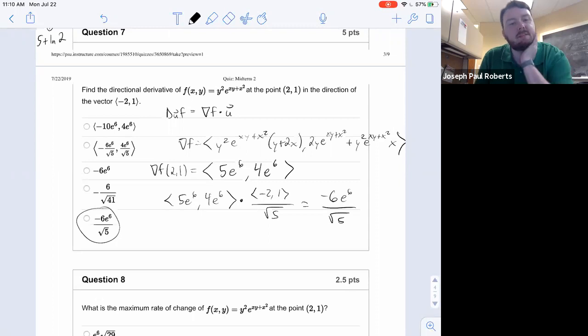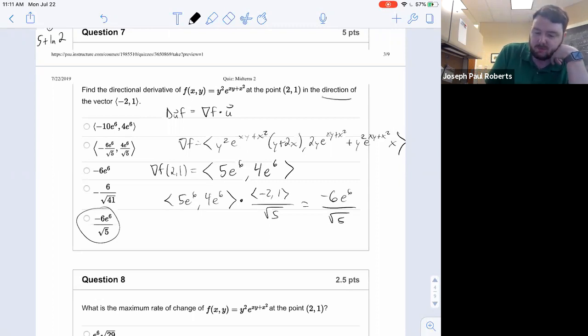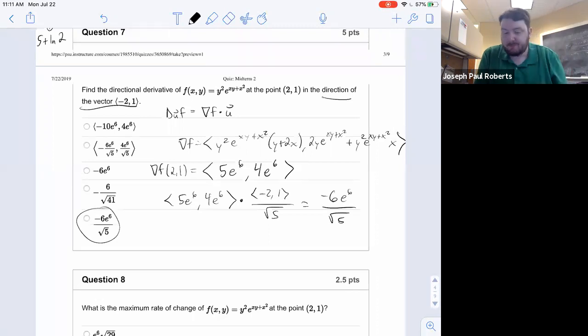So common mistakes here. Don't leave it as a vector. That's what we call the half-ass dot product. And then don't forget to normalize the vector you are using for the direction. So I think this choice here is what happens if you normalize the gradient instead. That gives you a different answer. So make sure you don't divide by the length of the wrong vector.